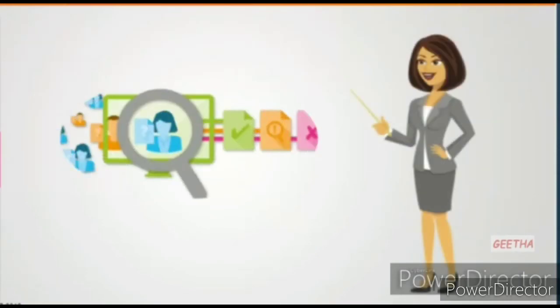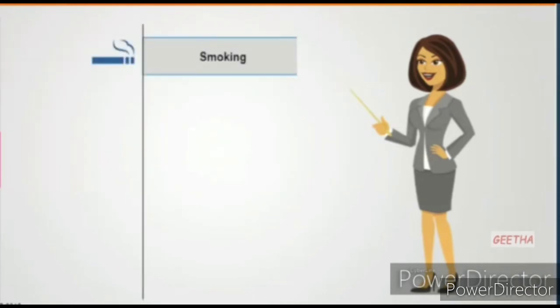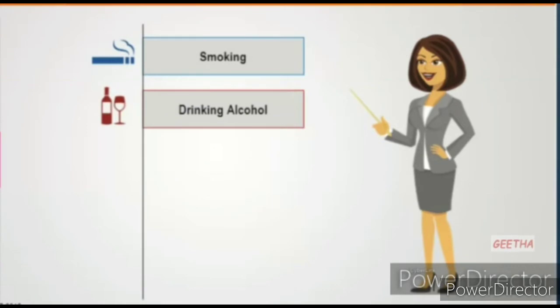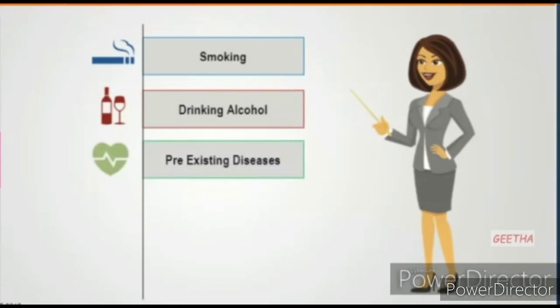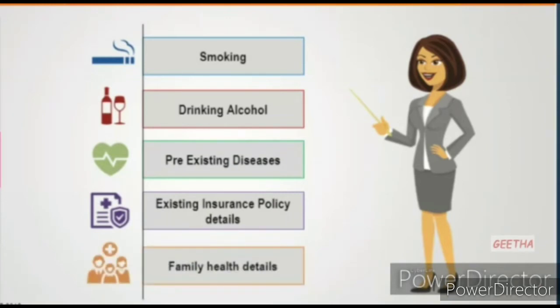Let us identify the meaning of material facts. Material facts are those which are important for assessment of risk, and hence should be mentioned clearly. Material facts include smoking, drinking alcohol, pre-existing diseases, existing insurance policy details, and family health details, like at what age parents died, and their cause of death, etc.